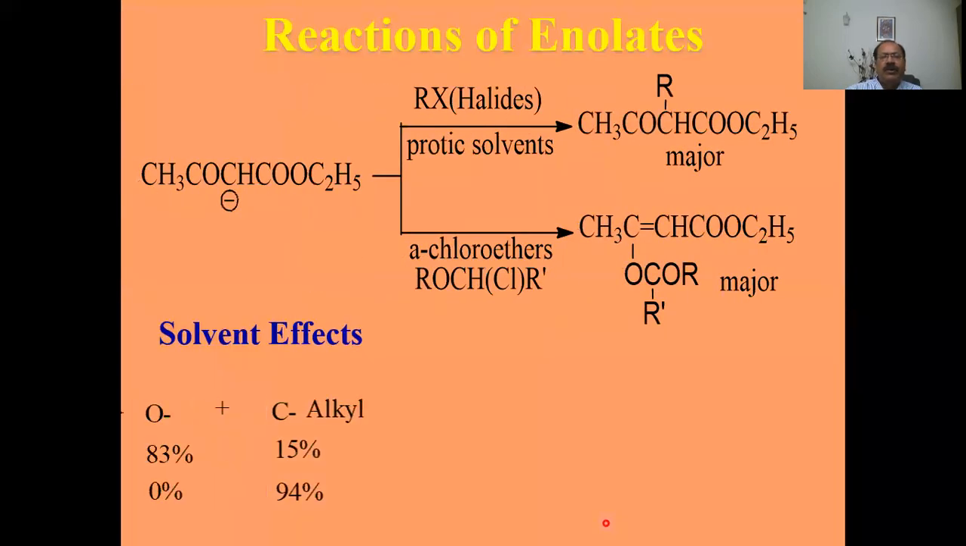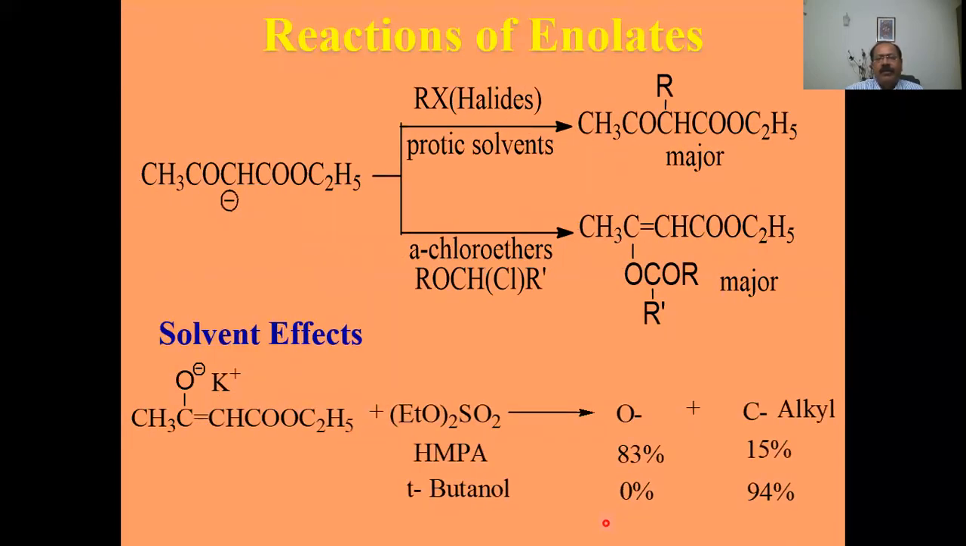Let's look at this example to begin with. We have ethyl acetoacetate converted into the corresponding anion. When it is treated with the halide, we get C alkylation, and that is the reaction we mostly write. Ethyl acetoacetate with sodium ethoxide in ethanol with RBr gives the C alkylated product.